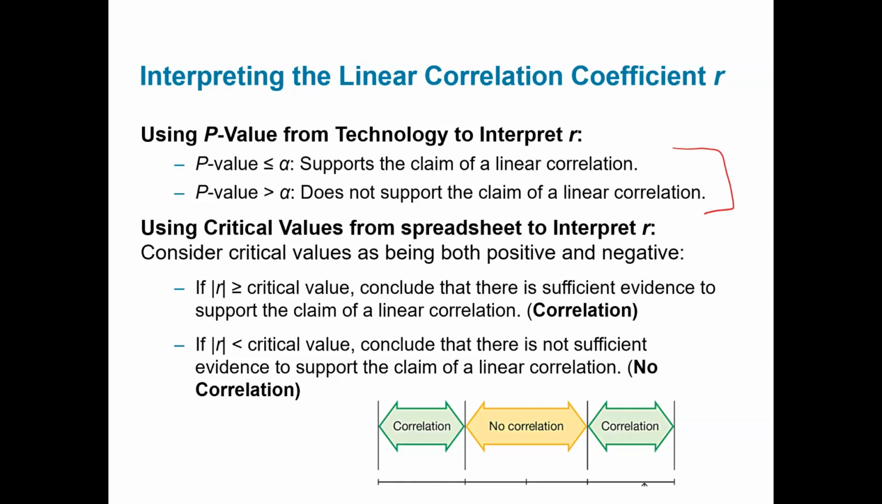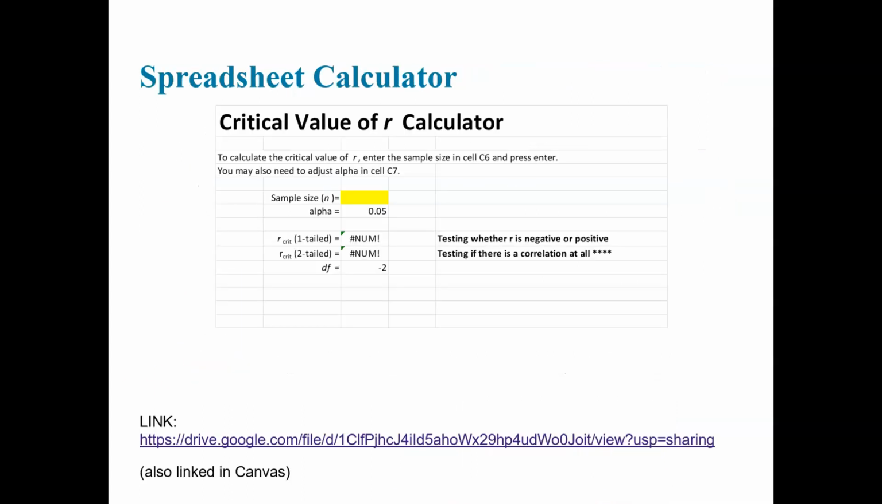to compare for interpreting r, it's helpful to put the critical values right over here. So this would be the negative critical value, and this would be the positive critical value. Essentially, it's kind of like that curve that we used to see before. If our r value, the absolute value, is greater than or less than the critical value, we would say correlation or no correlation. And we can find those critical values with that calculator.